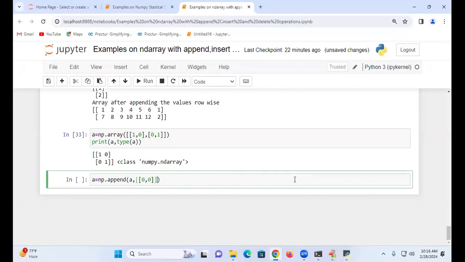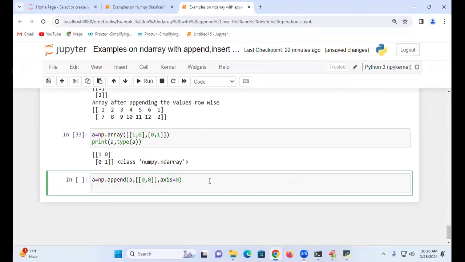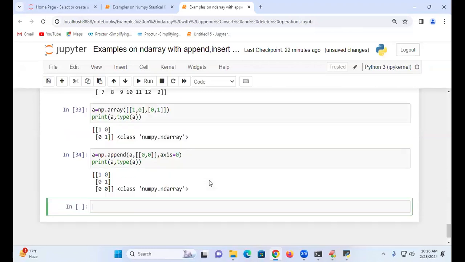0, 0, 0, 0, comma, what? axis is equal to 0, 0. Print of A, type of A. So it is going to be 0, 0, done.